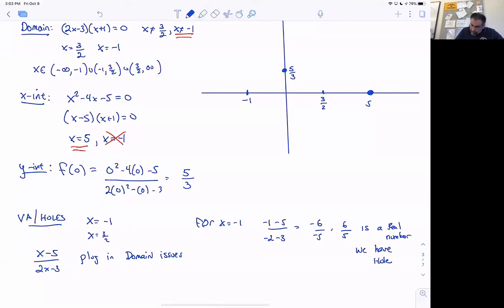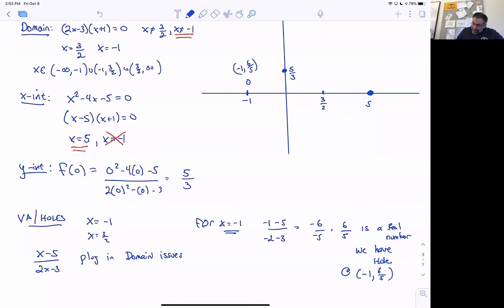And the hole is located at the x value -1 and the y value 6/5. So if I were to show that, I would come back here and I would go -1, 6/5, which is going to be right here. So I'm just going to label that as -1, 6/5. And it's a hole because we got a real number. We got 6/5 out of that.